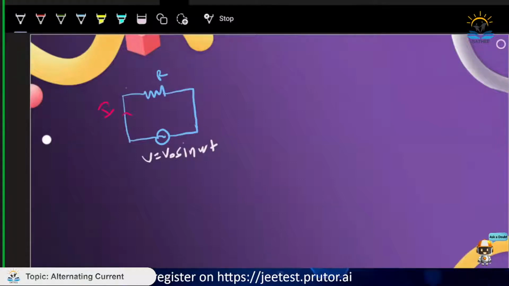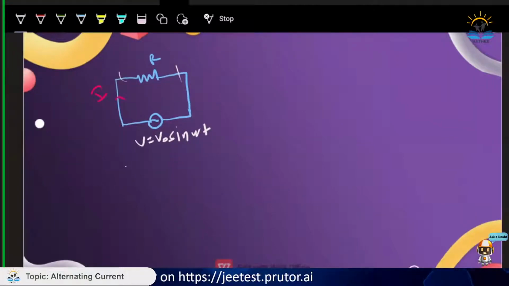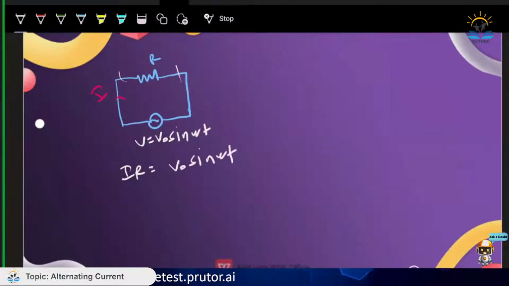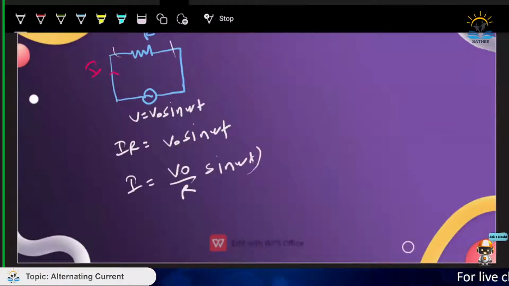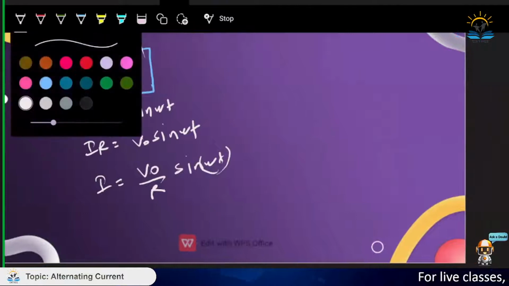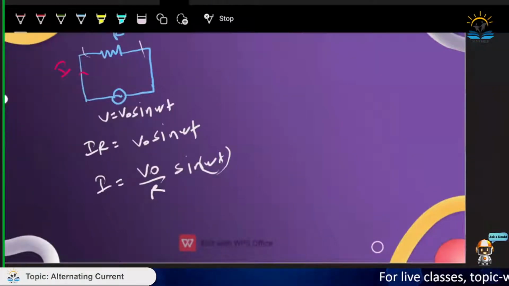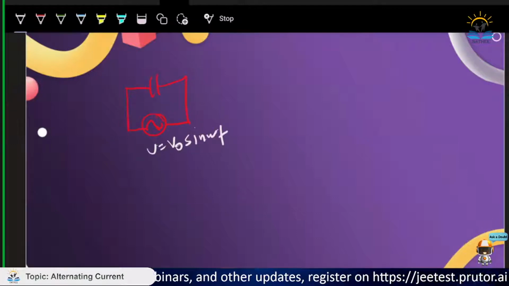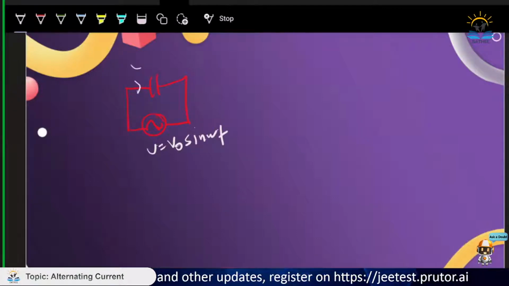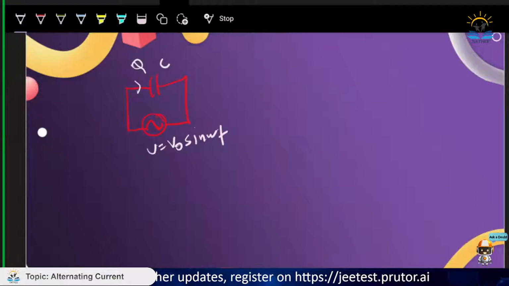And the voltage along the resistance will be IR equal to V0 sin omega t, or current I will be V0 by R sin omega t. So see, voltage and current have the same phase. V equal to V naught sin omega t. We know that if the charge flowing is Q, the capacitance of the capacitor is C.